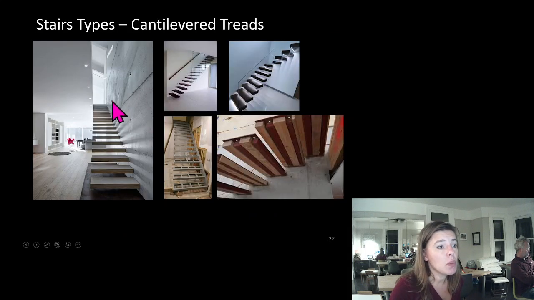We can do ones where we cantilever the treads and we just simply embed them in the concrete or wood. There is a lot going on in the walls here. I believe Dave will talk about that in some of the photos later on. So I'm just going to gloss over the cantilever treads and I'll let you tell some of your stories.